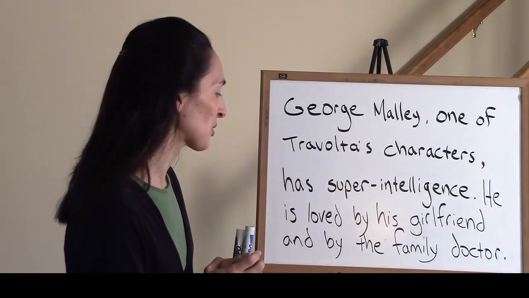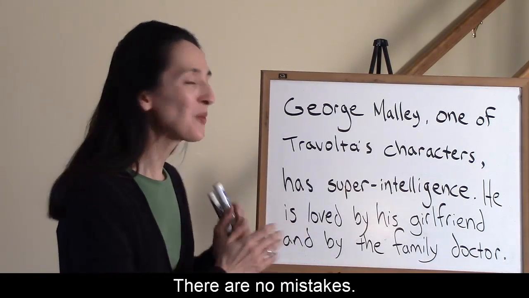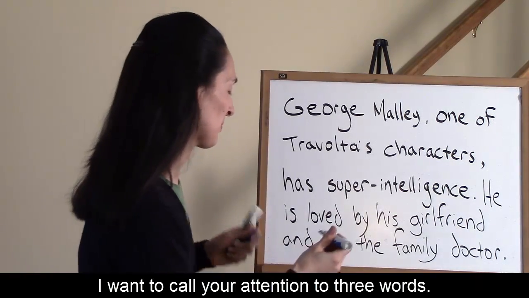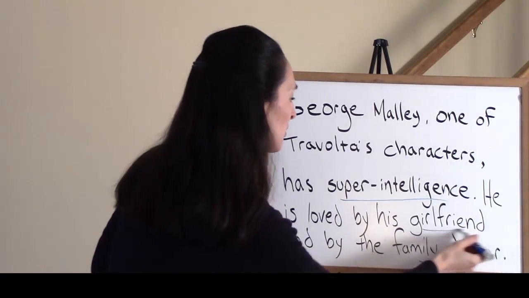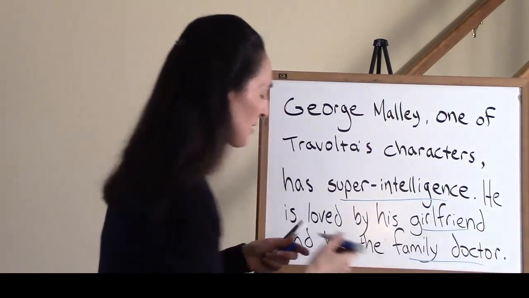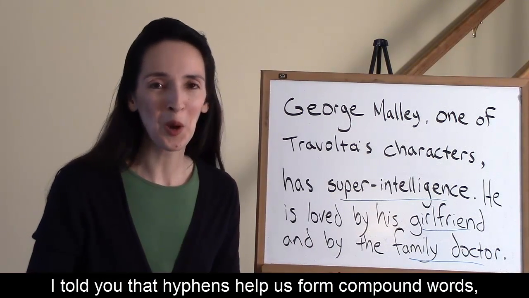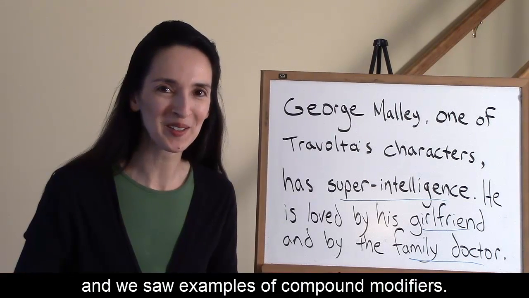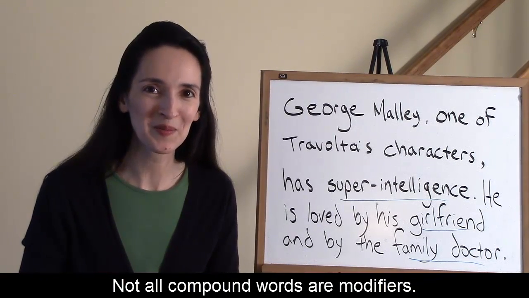He is loved by his girlfriend and by the family doctor. There are no mistakes. I want to call your attention to 3 words. Super intelligence, girlfriend, family doctor. I told you that hyphens help us form compound words, and we saw examples of compound modifiers. Not all compound words are modifiers.